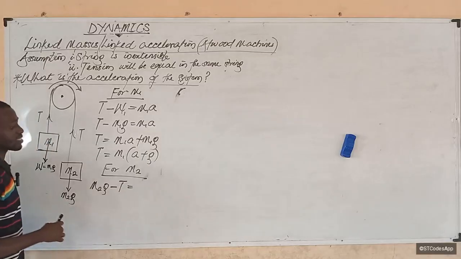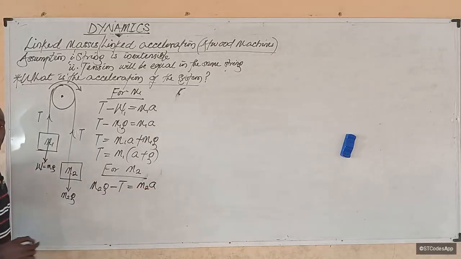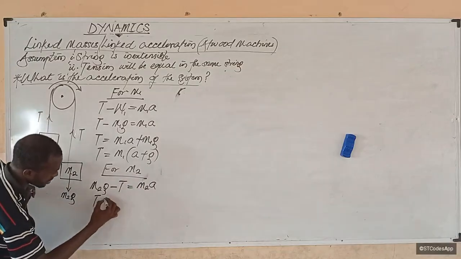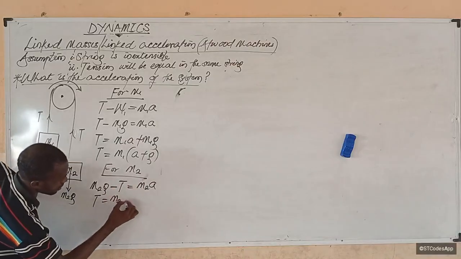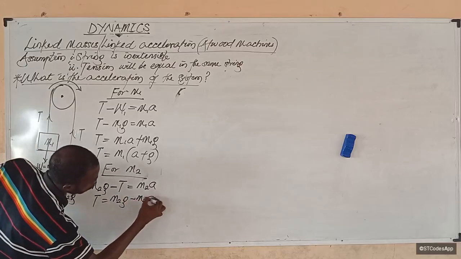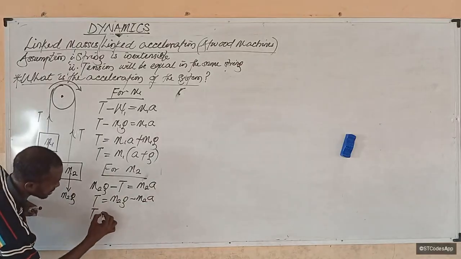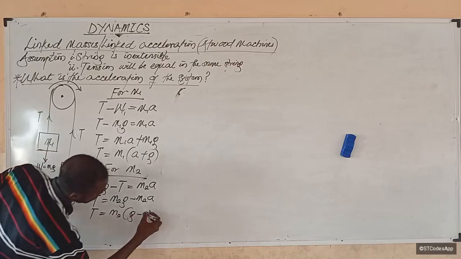So if this be the case, then this will lead to acceleration on mass 2. Is that clear? In that case, we'll write it in terms of T, so that T goes here, M2A comes here, and we have M2G minus M2A. So T will be equal to M2 into bracket G minus A.